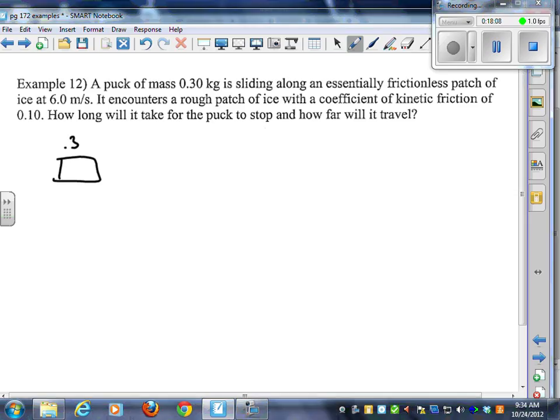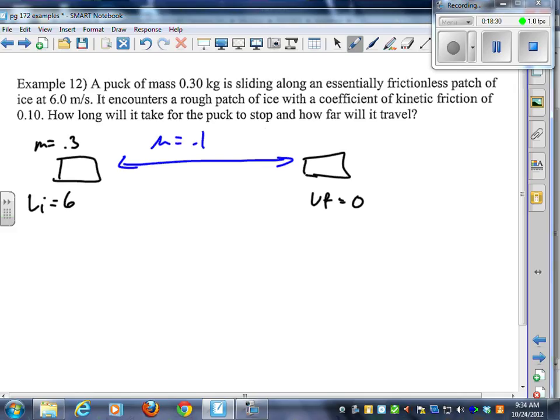0.3 is our mass. It has an initial velocity of 6. And a little bit later, it has a final velocity of 0. Right? And the only thing I know is that during that time it's slowing down and it has a mu value of 0.1. And that's all I know. Okay? So force-wise, I've got weight force down, I've got normal force up, and I've got friction force backwards, slowing it down. FF.